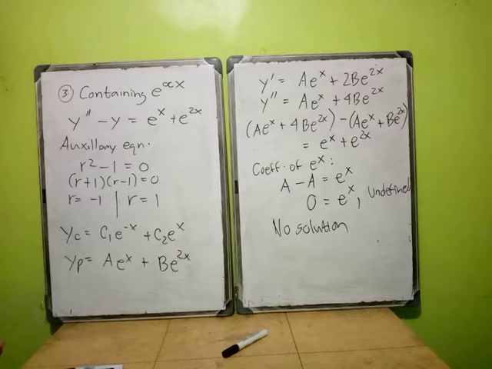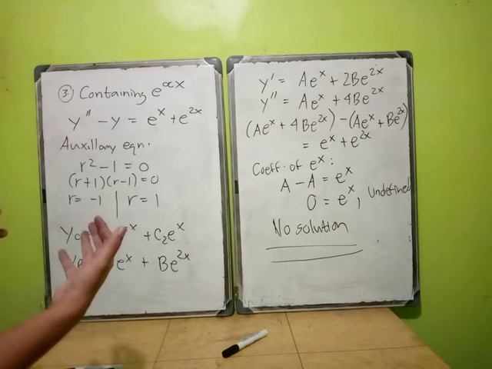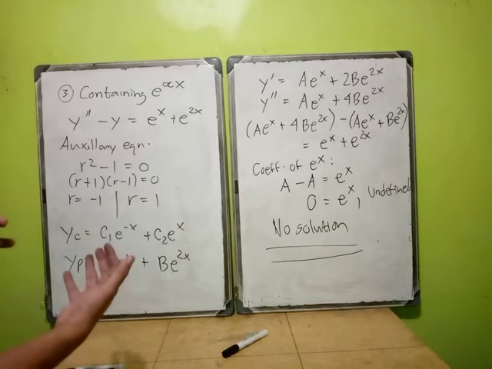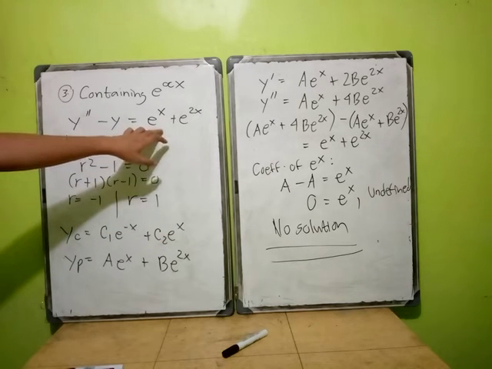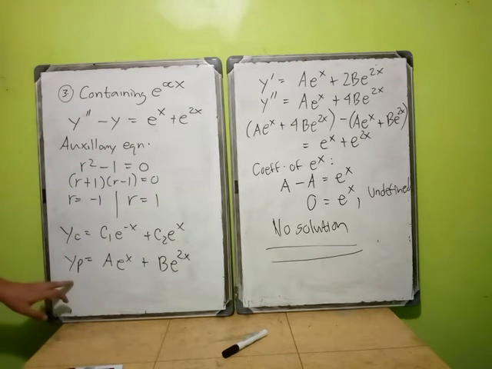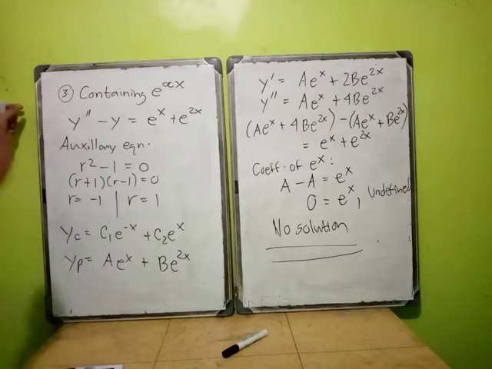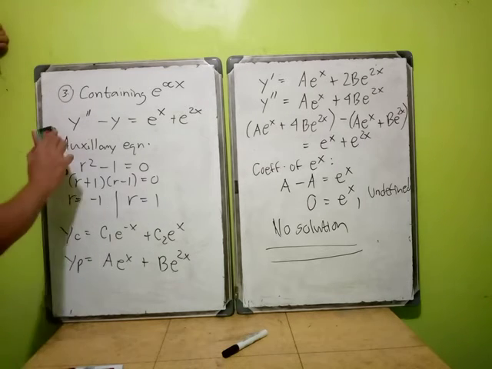So this has no solution. Therefore, we need to be vigilant. Not every second order linear differential equation has a solution. In this case, we could not get yp, so there is no particular yp, and therefore we could not solve this whole non-homogeneous differential equation. Without further ado, maybe I will proceed with another example.